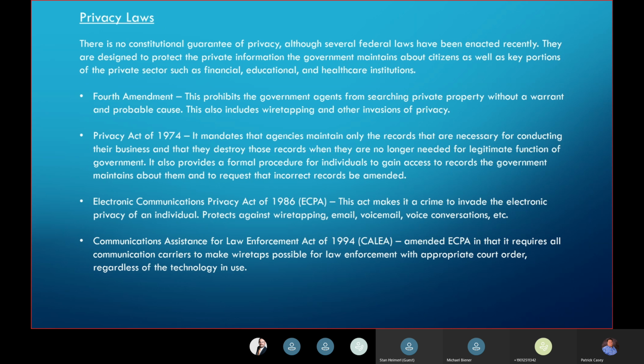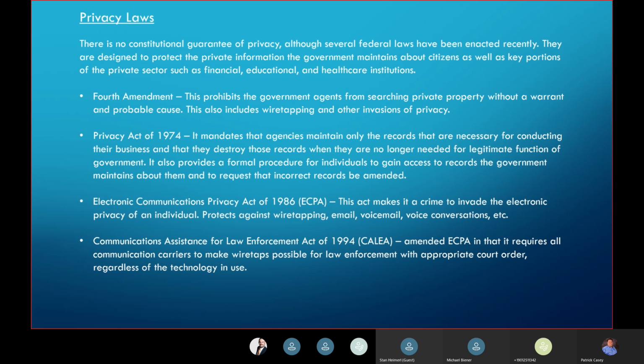Fourth Amendment. This prohibits government agents from searching private property without a warrant or probable cause. This also includes wiretapping and other invasions of privacy. You're going to see as we go down this list that the Fourth Amendment was the beginning, right, where it said, okay, here's where we're going to put some wiretapping protection in. But as we get through this all the way to 2001 with the Patriot Act, you're going to see that those protections slowly start fading away.